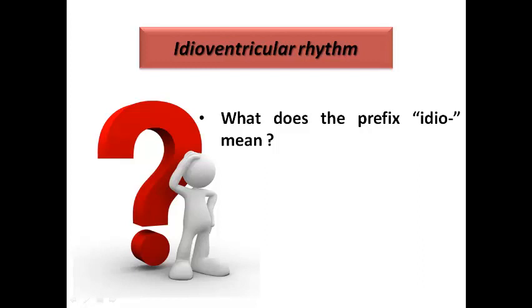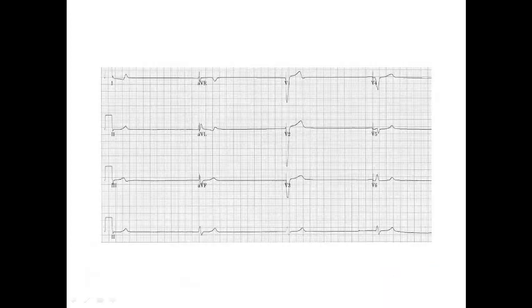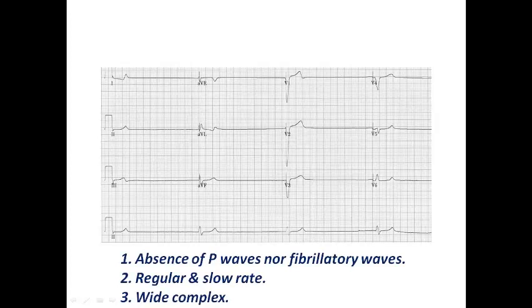So what does the prefix idio mean here? Idio means that it is its own distinct or peculiar rhythm to the structure. So idioventricular rhythm means that it is a distinct rhythm arising from the ventricular muscle fibers themselves. And so escape idioventricular rhythm is characterized, as we mentioned, by absence of P waves, and there are no fibrillatory waves usually, regular and slow rate, and with wide complex. And so it is escape.